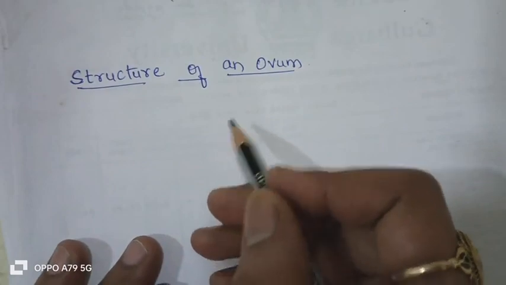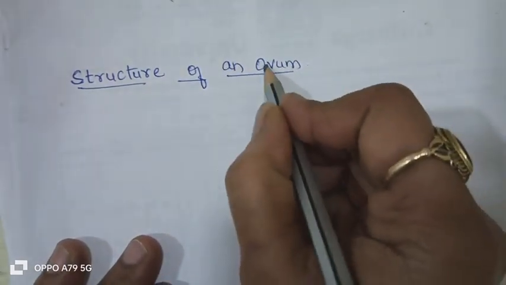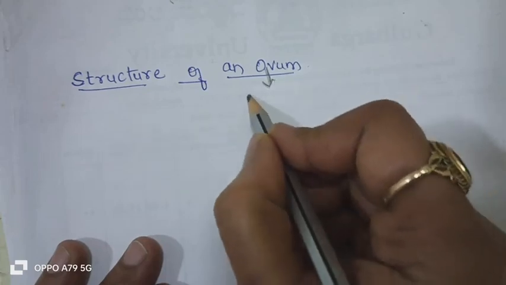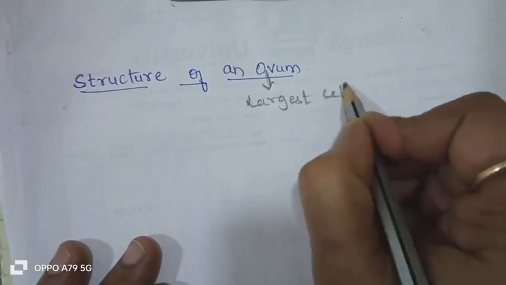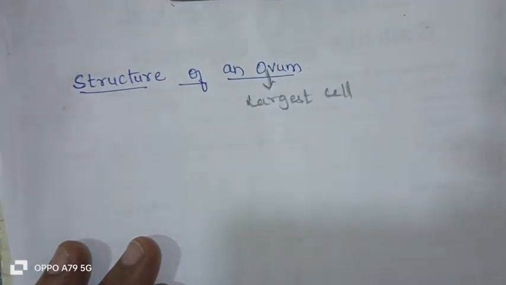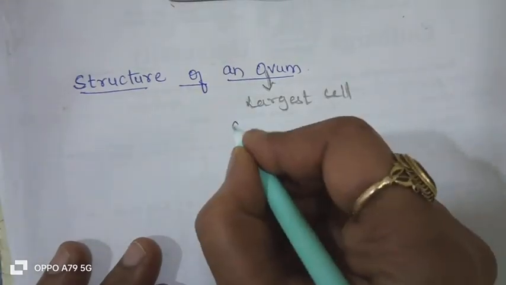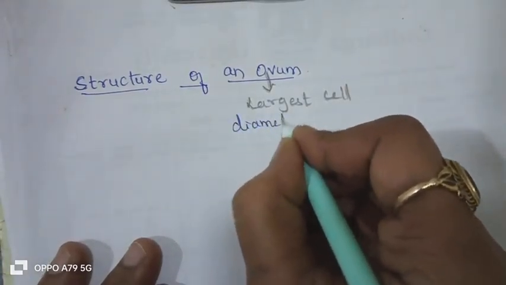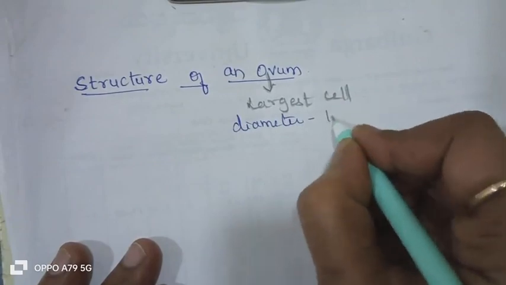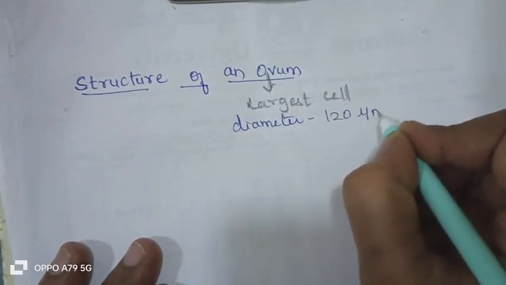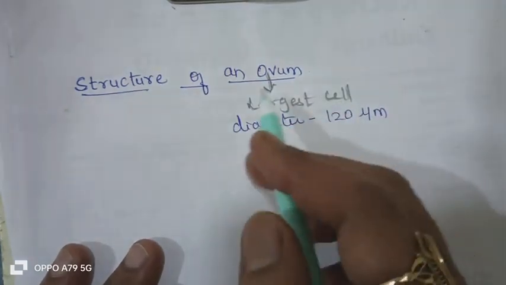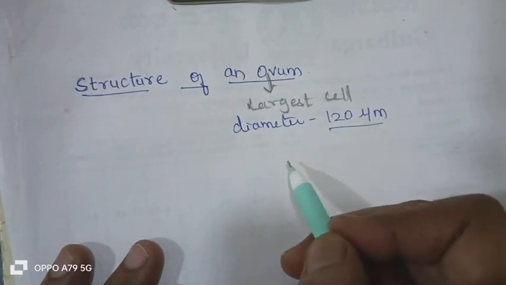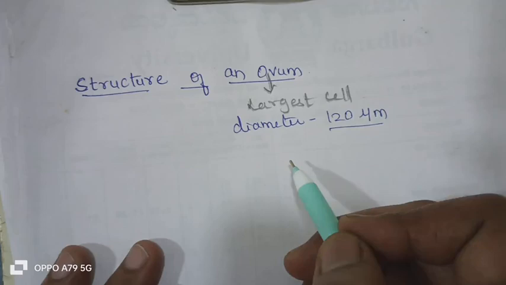So, the ovum is the largest cell in the body. Its diameter is around 120 micrometer. So this is the largest cell, having a diameter of 120 micrometer.